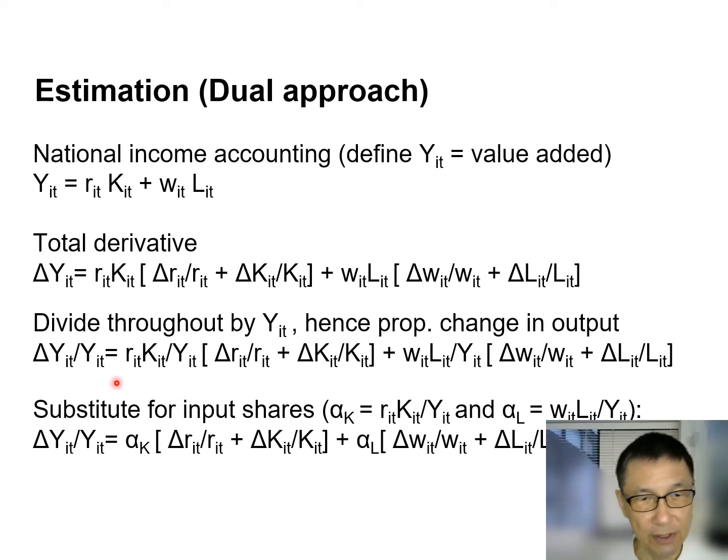Then we substitute for the input shares. You recognize from our discussion of the primal approach to TFP estimation that RK divided by Y is just alpha K, the share of capital in output. WL divided by Y is just the labor share of output. So if we substitute for these shares using alpha K and alpha L, we get this equation. Proportionate change in income is alpha K times these proportionate changes in rental and capital, plus alpha L times the proportionate changes in wages and labor.